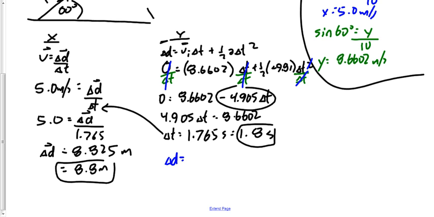Delta D is equal to VIT plus 1/2 AT squared. Wait a sec, isn't that what we already did? Yeah, it's what we already did when time was 1.76 seconds. Let's find delta D when time was 0.8. Let's solve this time for delta D instead of delta T, when T is 0.8.